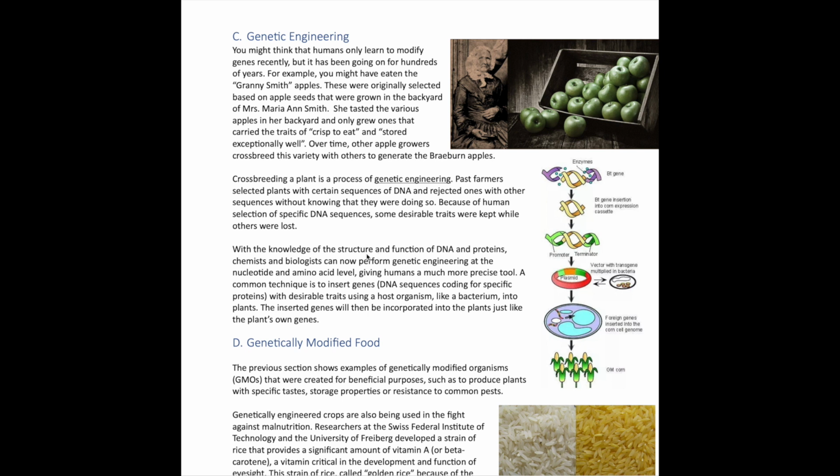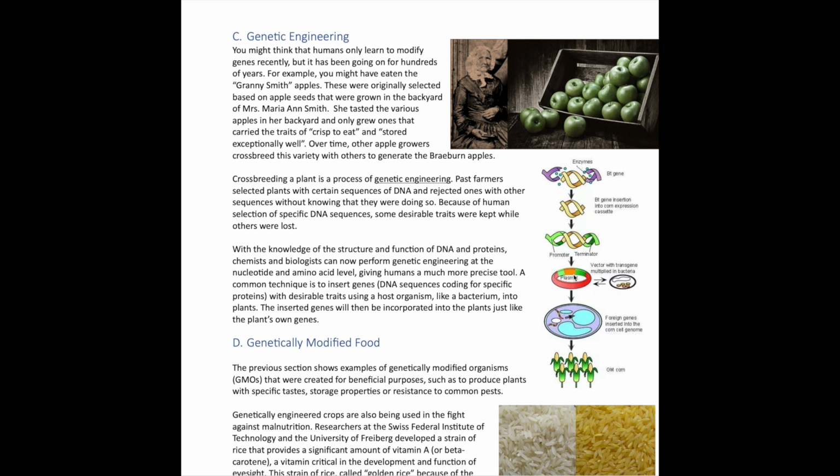Now, with the knowledge of the structure and function of both DNA and proteins, modern day chemists and biologists have a very precise tool of changing the sequence of the DNA and thereby later on changing the sequence of the protein, providing some desirable properties for the plant. So the most common technique is that you cut out some part of a DNA or a gene that you like and you insert it in a carrier.